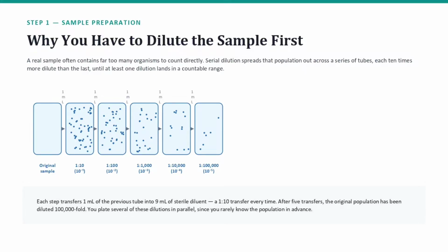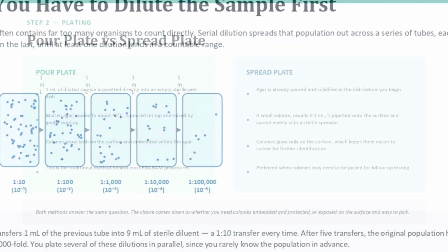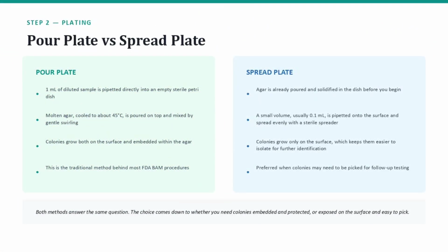And here is a practical point: you plate several of these dilutions in parallel, not just one, because you rarely know the population in advance. Plating a spread of dilutions is what guarantees at least one of them lands where you need it. Now let's talk about plating itself. There are two standard methods, pour plate and spread plate, and they answer the same question in slightly different ways.